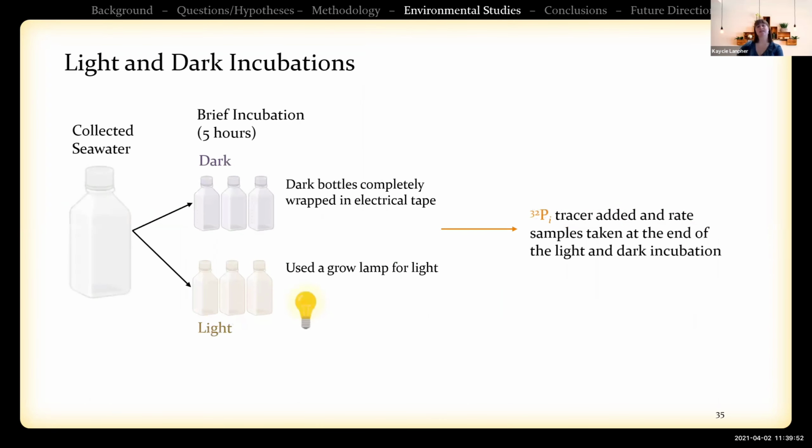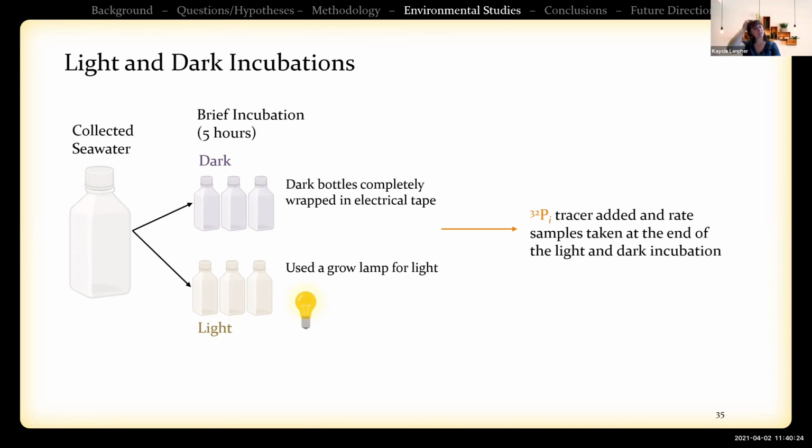So how we did that is we again had our seawater collected, and then we incubated for 5 hours after collection in the light, using a grow lamp, so they still have the full spectrum of light that they need. And then in the dark, what we did is we wrapped bottles in electrical tape and then covered them in foil to make sure there was as little light as possible potentially getting in. And we incubated them for 5 hours, and then we added that tracer to trace the metabolism.